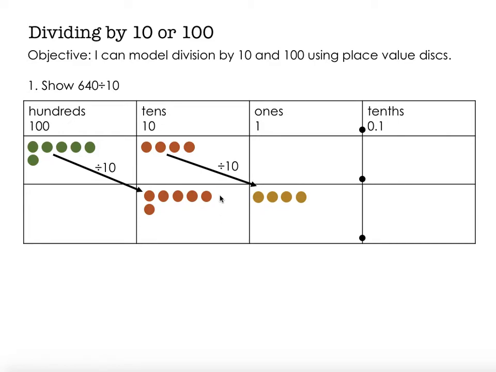And then when I divide 0 ones by 10, that technically becomes 0 tenths, but we're not going to worry about that. So when I divide 640 by 10, I end up with 6 tens, or 60, and 4 ones, or 4. So 640 divided by 10 is equal to 64.